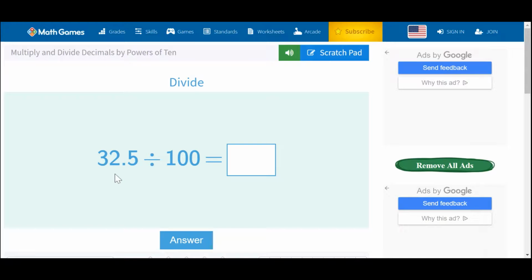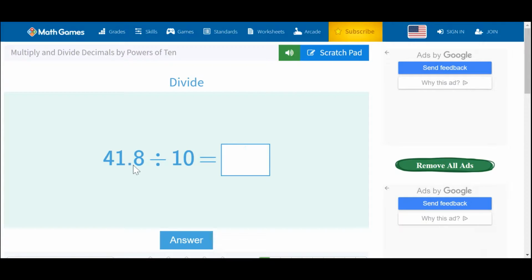when you're dividing, you're going to move the decimal to the left, depending on how many zeros there are in the power of 10. So in 100 there are 2 zeros. So I'm just going to move this decimal to the left twice because there are 2 zeros. So 1, 2. So your answer would be 325,000. Okay, let's see if we got it right. We got it right. So that's something very easy that you can do.